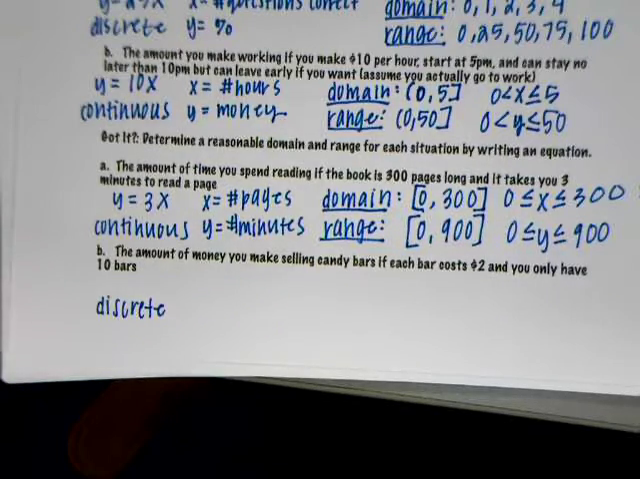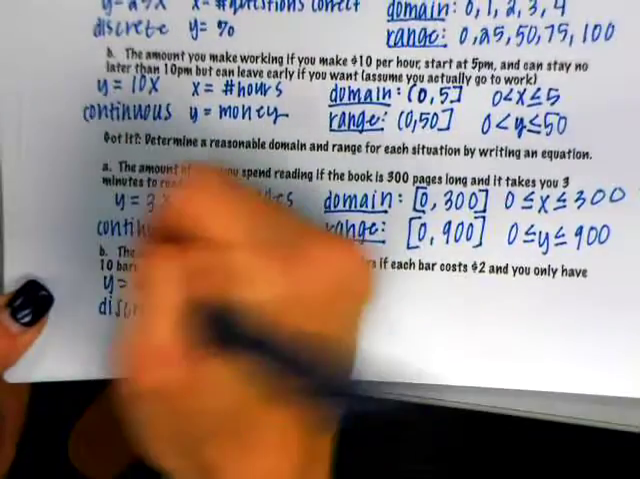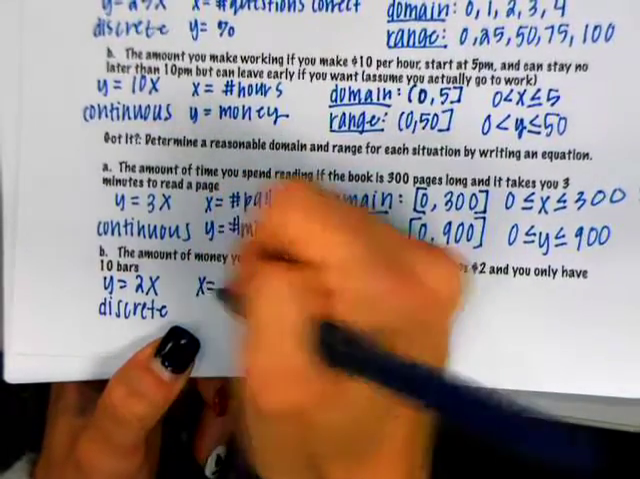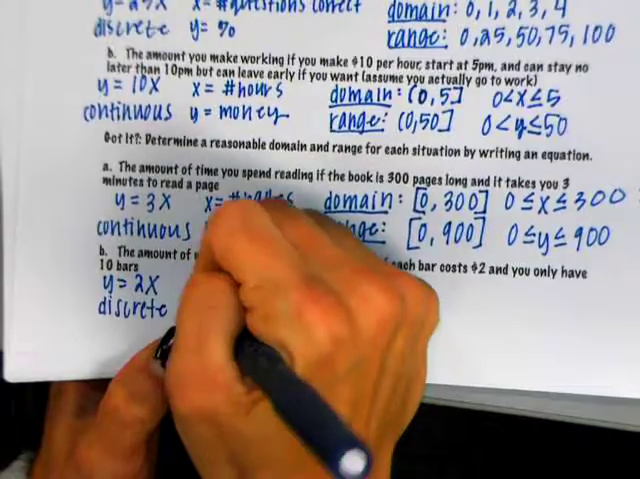All right, so this one, the amount of money you make selling candy bars if each bar costs $2 and you only have 10 bars, y equals what? 2x, yep, because it's $2 per bar. And x is going to stand for what? Yeah, number of bars. And y is going to be what? Money.